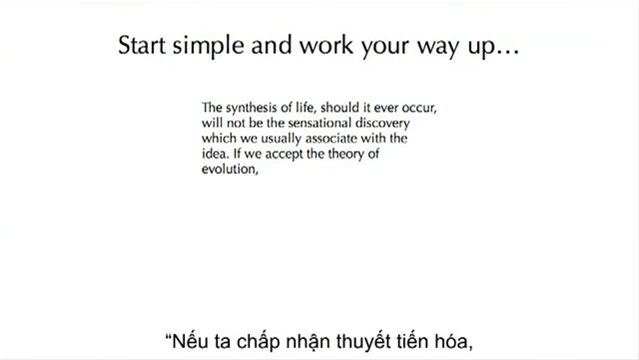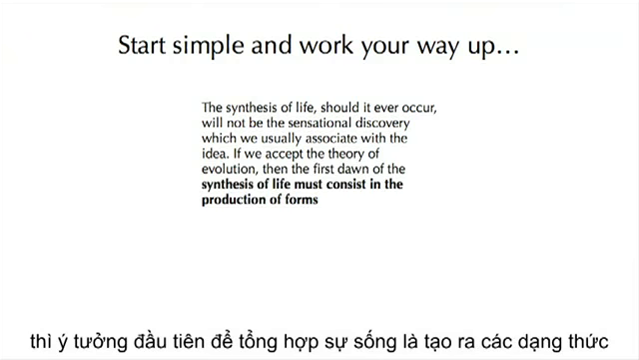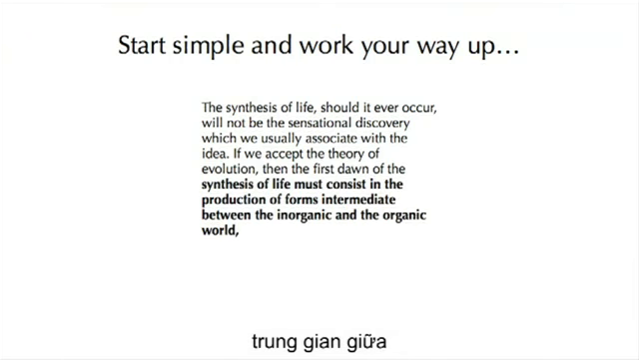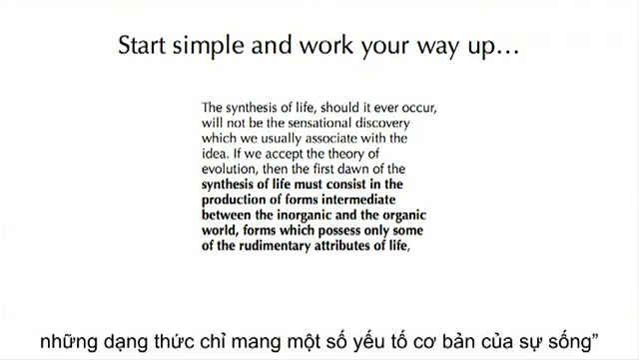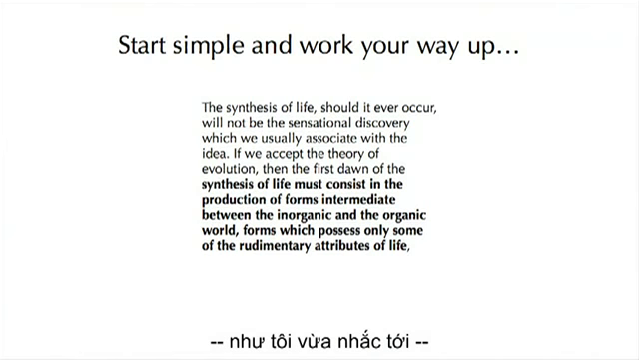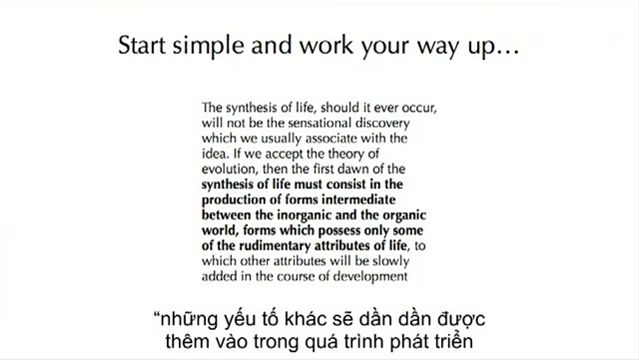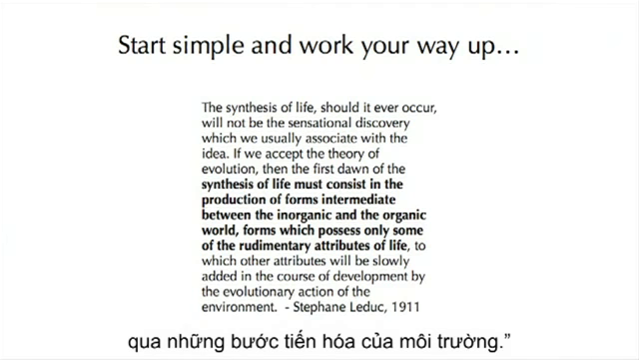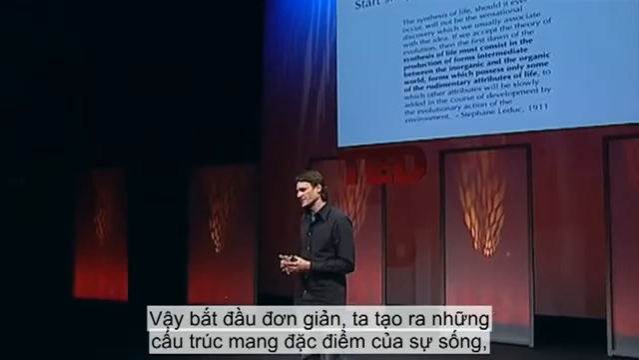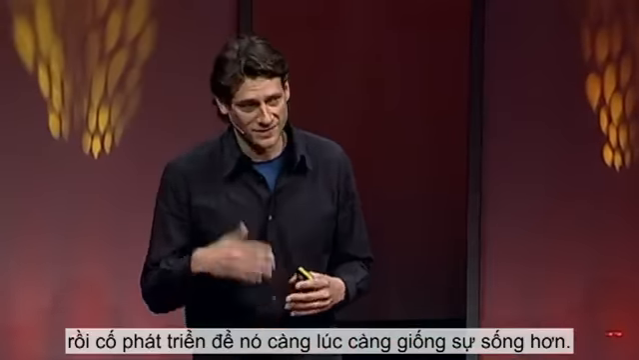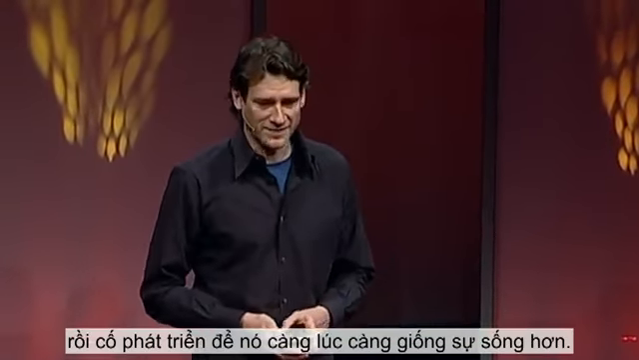If we accept the theory of evolution, then the first dawn of synthesis of life must consist in the production of forms intermediate between the inorganic and the organic world, or between the non-living and living world. Forms which possess only some of the rudimentary attributes of life, so the ones I just discussed, to which other attributes will be slowly added in the course of development by the evolutionary action of the environment. So we start simple, we make some structures that may have some of these characteristics of life, and then we try to develop that to become more and more lifelike.